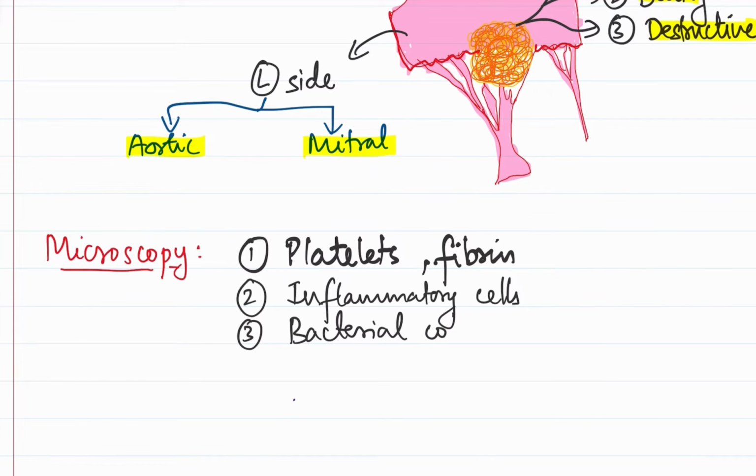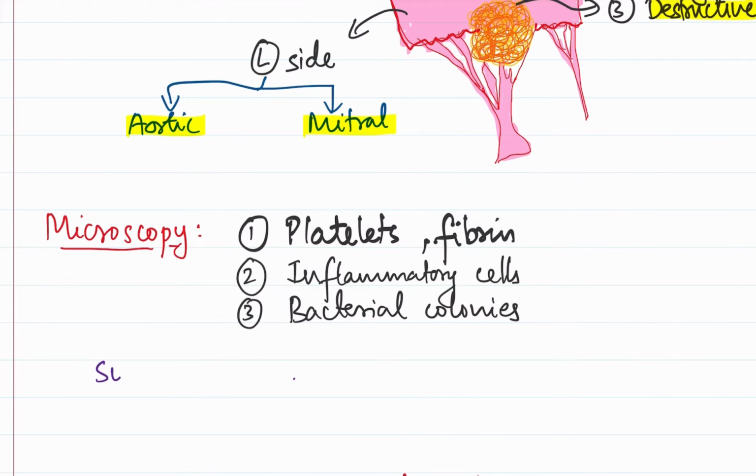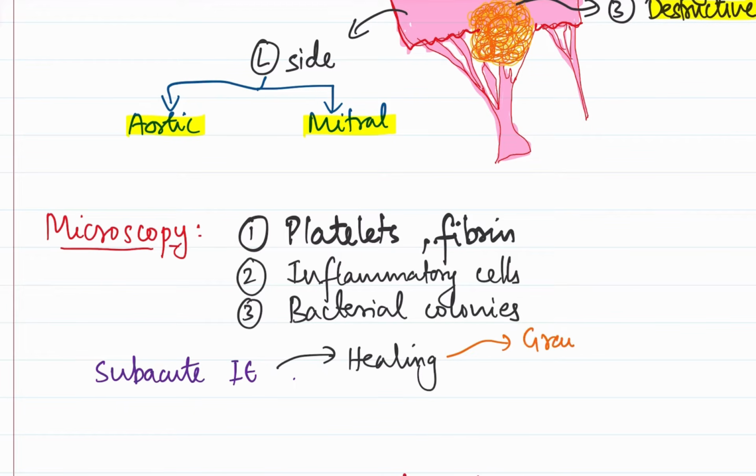These are the findings that we are going to see, especially in an acute infective endocarditis. When it comes to subacute infective endocarditis, in addition to these features, healing may occur. So because of healing, we may see signs. What are the signs of healing? The first one is granulation tissue. Granulation tissue formation might be visible.